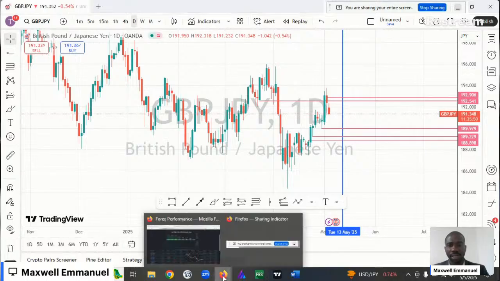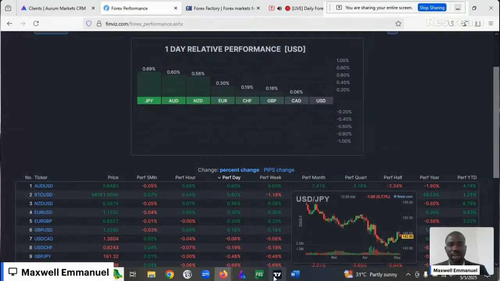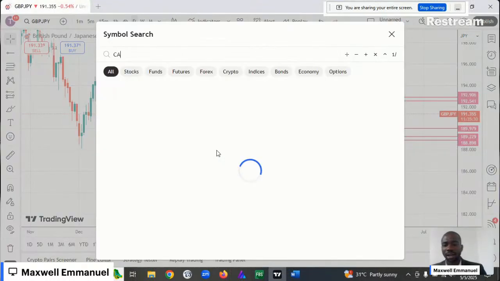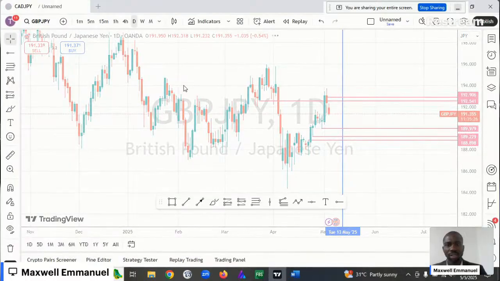Other instruments, let's see. Strong against the weak. Let's see Euro USD, which should be bullish. We've seen that Euro USD is bullish. Let's see CAD JPY also, which should be bearish.